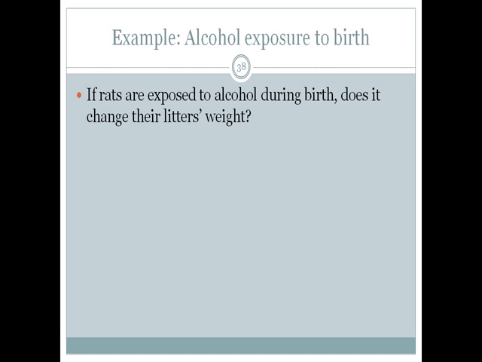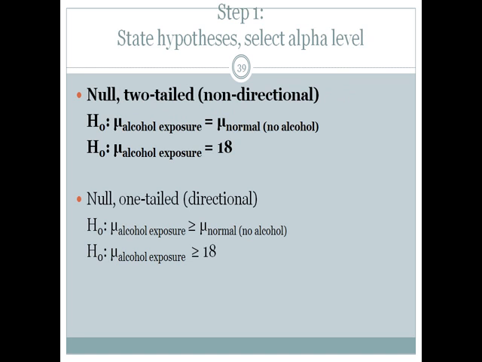So step 1 is to take our research question and form it into hypotheses that fit with statistical interpretation. So we need to put numbers in there for our research question. For our null hypothesis, let's say that rats normally weigh 18 grams at birth. So we need to write out our null hypothesis saying that the mean for the alcohol exposure condition rats will be equal to the mean for normal rats.